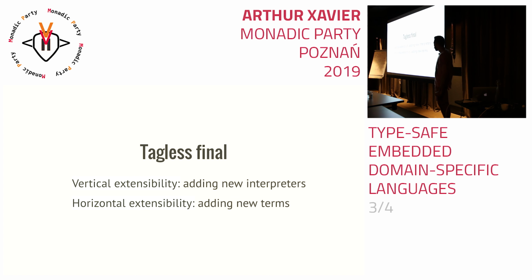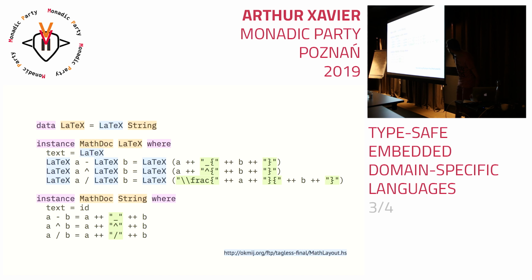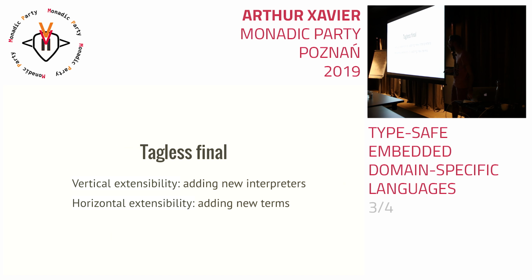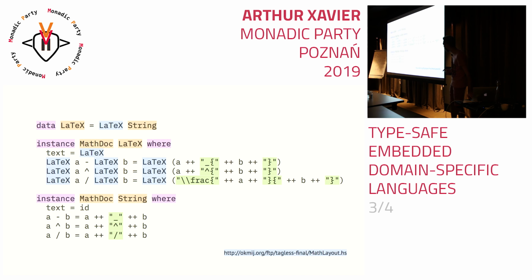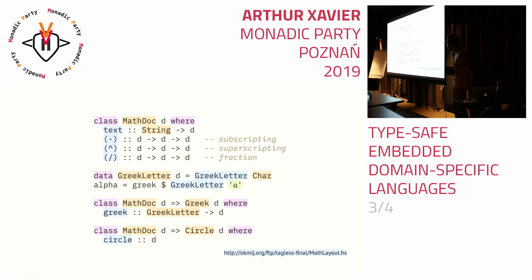What about horizontal extensibility, like adding new terms? We just add, it's the next slide, but we just add a new type class, and then we can have more constraints. I'll go over that. But vertical extensibility first: if we want to interpret this thing into just a string for show, for debugging, I don't know, we just add a new instance, right? That's sort of trivial. But adding new operations, we can add new type classes.